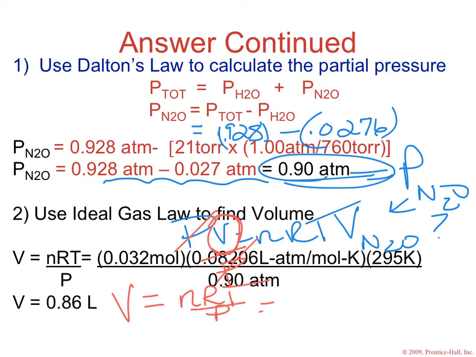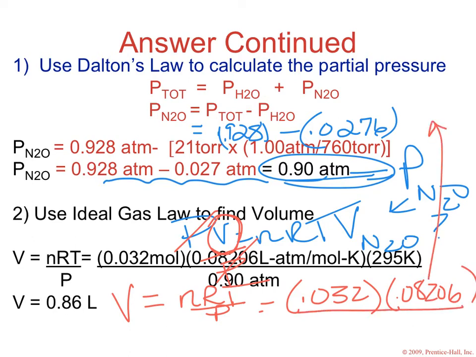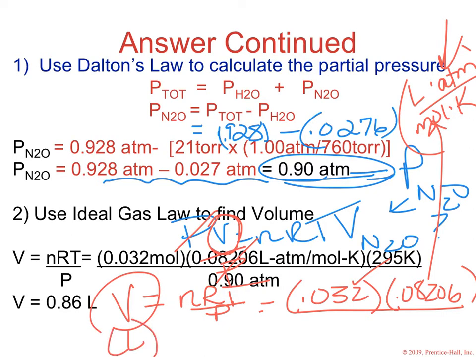And then you plug in what we know. The problem gave you moles, which is 0.032. Hopefully, by now you're kind of memorizing the gas constant, which is 0.08206. Remember, the units for this form of the gas constant are liters atmospheres divided by moles Kelvin. That just means that all the units of the other things in this equation have to match the R unit. So your volume is going to be in units of liters because of the R value.